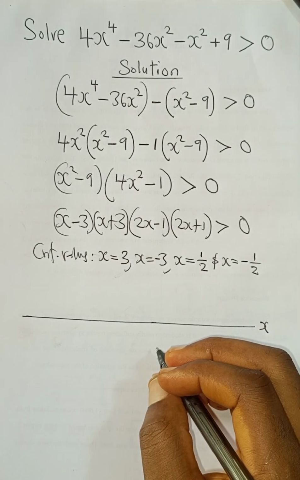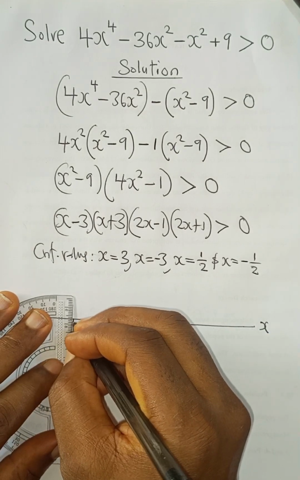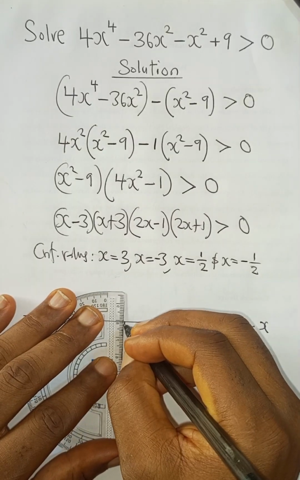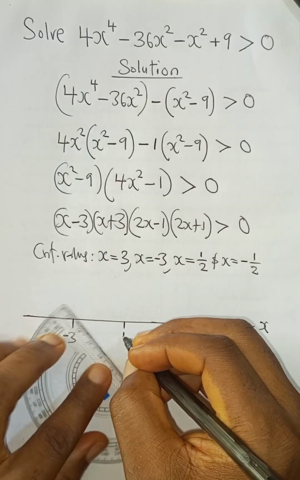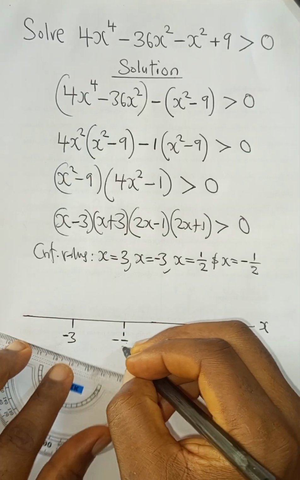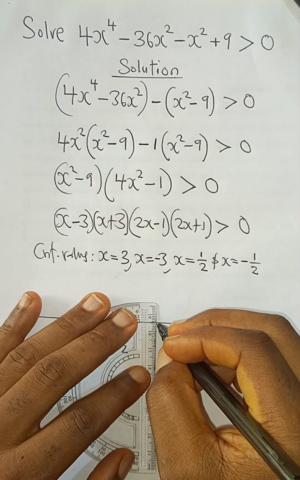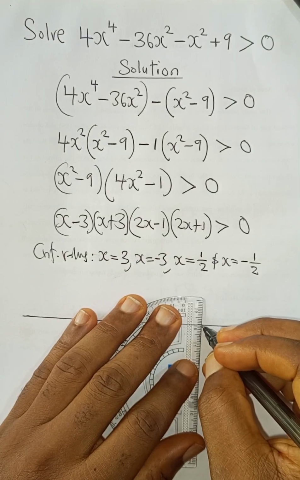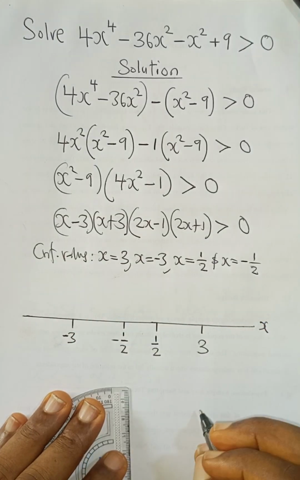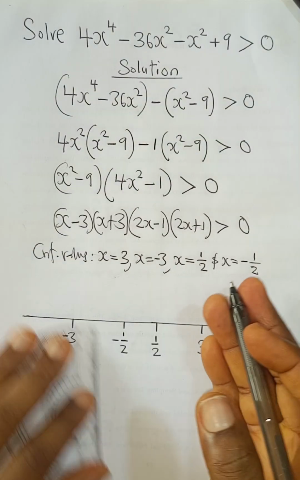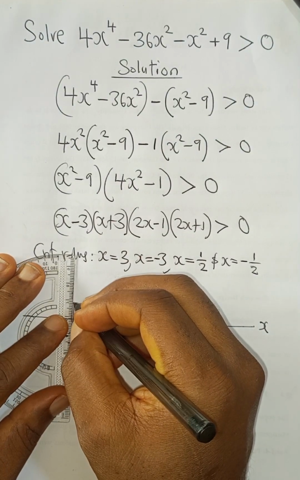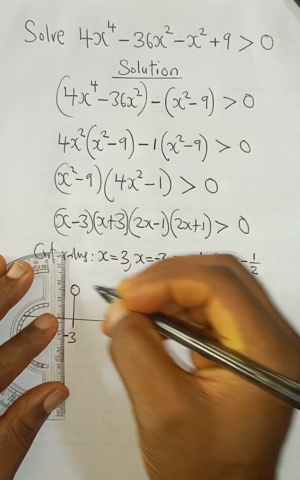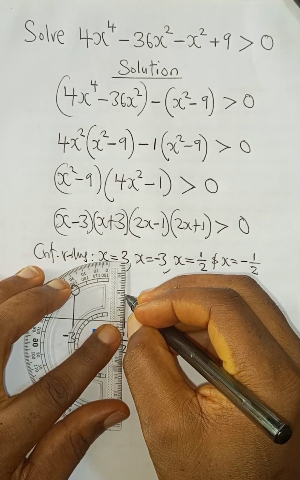We get the point, we have less than 3, we have minus 3. After minus 3, we have minus 1 over 2. Then we have 1 over 2. And we have plus 3. Since it's greater than, there is no possibility of greater than or equal to, or less than or equal to. So we are not shading. We just bring each of them up without shading.